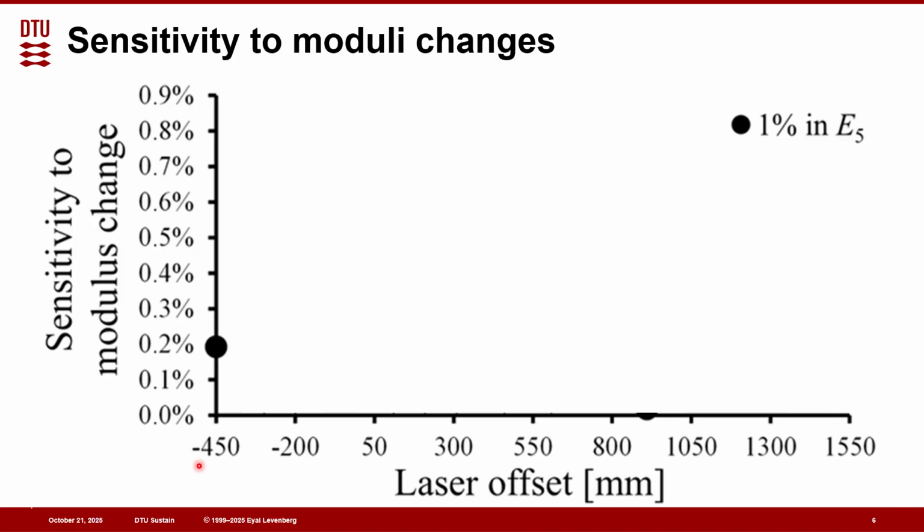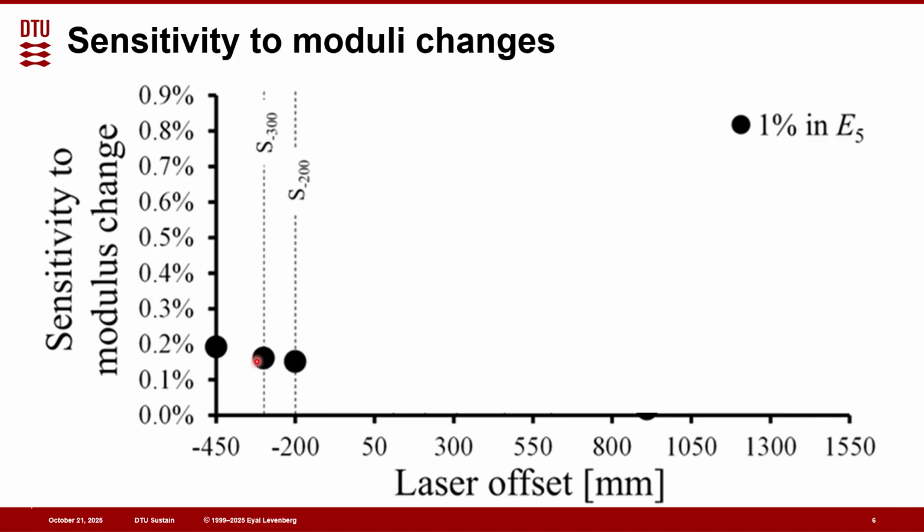And observe the change in % of the different slope readings. So the laser that was at a distance of 450 millimeters behind the rear axle would experience also a change in the slope it reports, and the change would be 0.2%. So a 1% change in E5 would generate a 0.2% change in the slope reading of this laser. This is in absolute terms, so it could be that the change is negative 0.2.